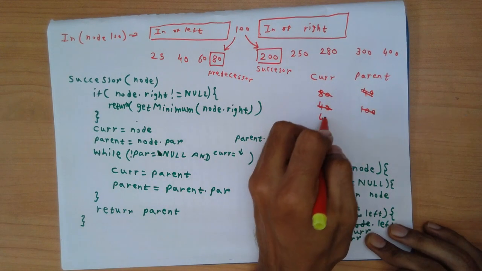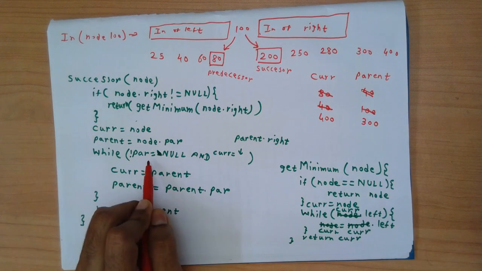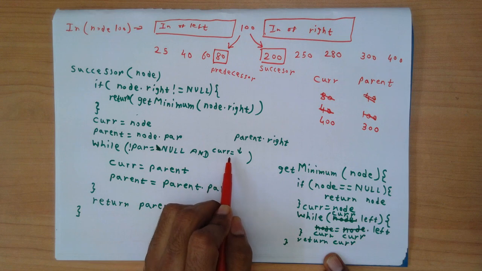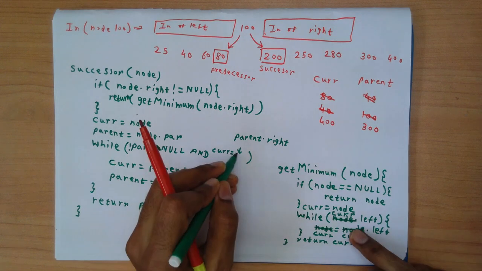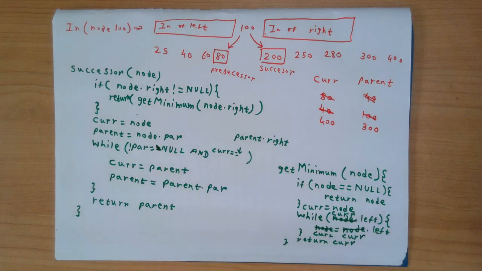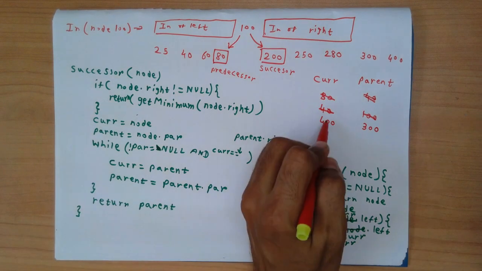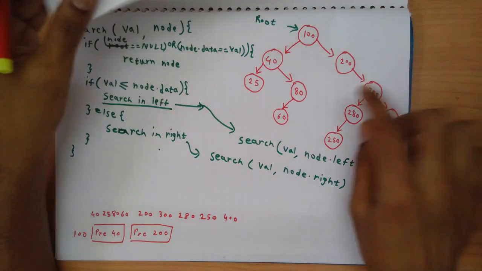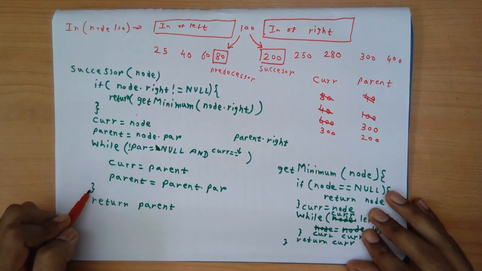Okay, so my current is 400, my parent is 300, and we'll ask the question, is my parent null? It's not. Is my current equal to parent dot right? That's true. Okay, so I can go inside and then I'll move one place up. So my current will now become 300 and my parent will become the parent of 300, which is 200. Okay, and I reach the end of the loop.